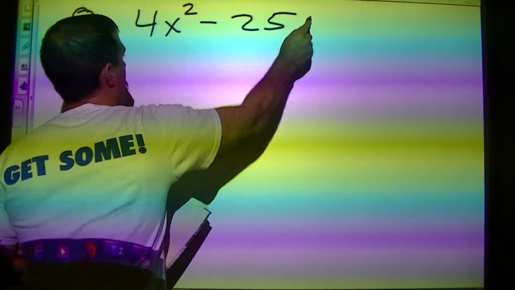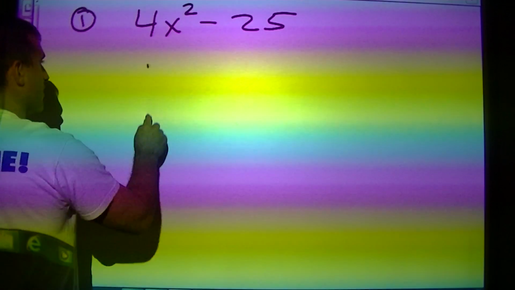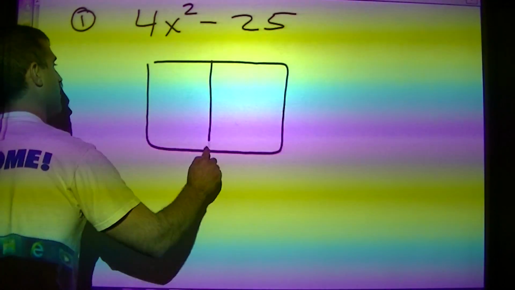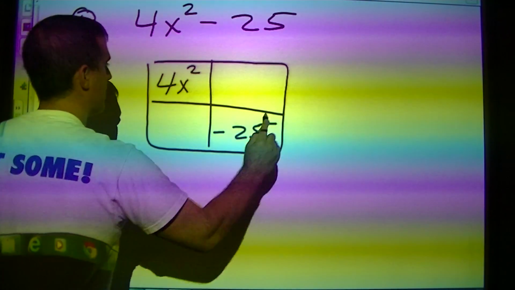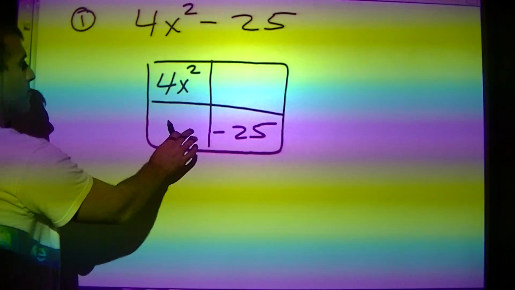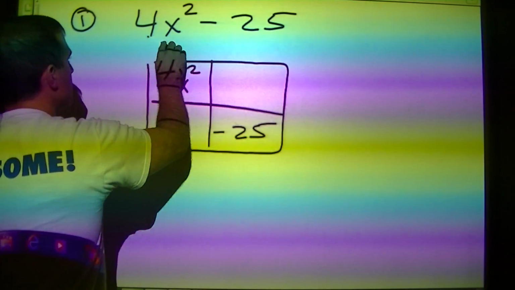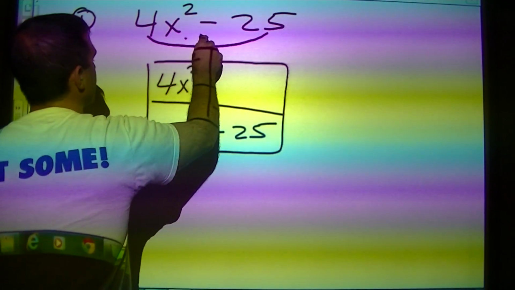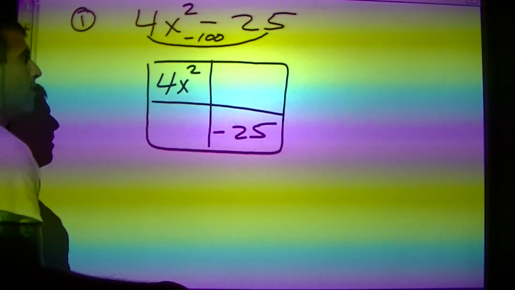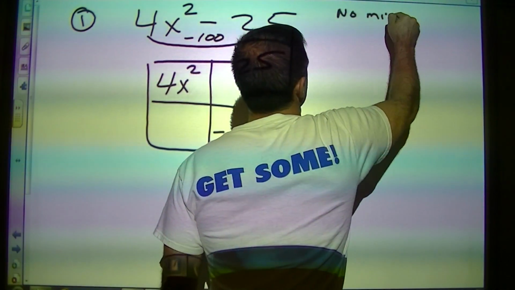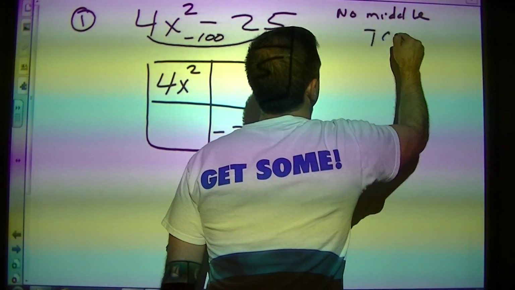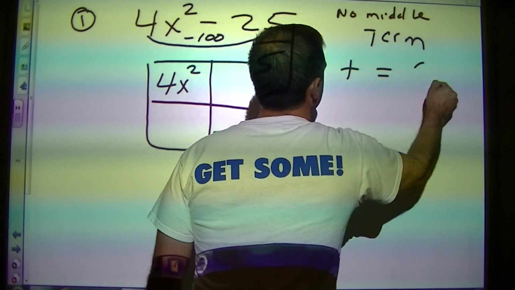Let's say I have 4x squared minus 25. Okay? Now, nothing changes here. Still 4x squared, still negative 25. Now, what you're going to say is, what terms go in here? Well, I'm still doing the same thing. I'm going to multiply those. It's going to give me negative 100. Now, I have no middle term. When you have no middle term, you're looking for the set that would add up to equal 0.